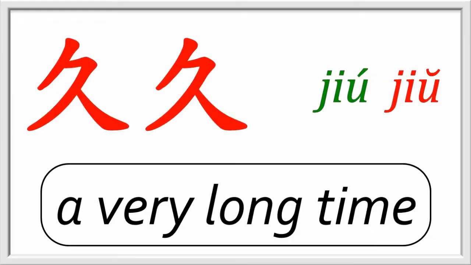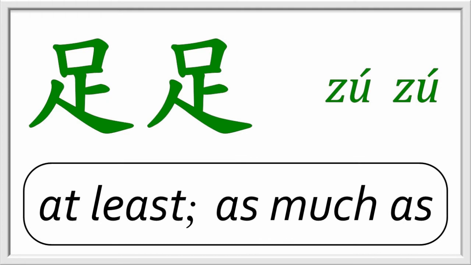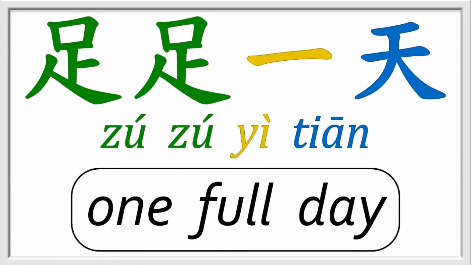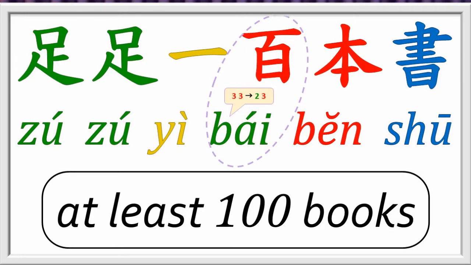Originally used to designate a leg, foot, or base of an object, the meaning was extended to the idea of having adequate support, and then to sufficient or enough. If we double this character like we did for ren, tian, and jiu, we have the expression zuzu, which translates into English as fully or at least. For example, we waited for one full day, zuzu yitian, or I had to read at least 100 books, zuzu yibai ben shu.